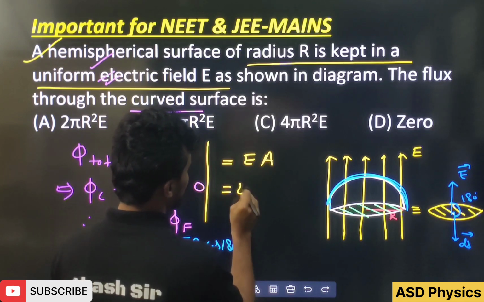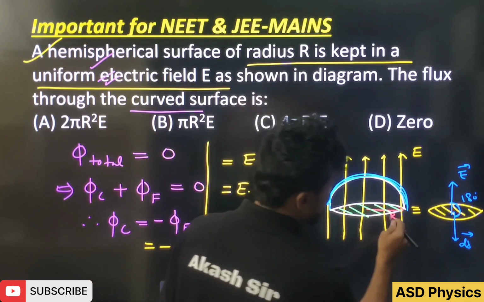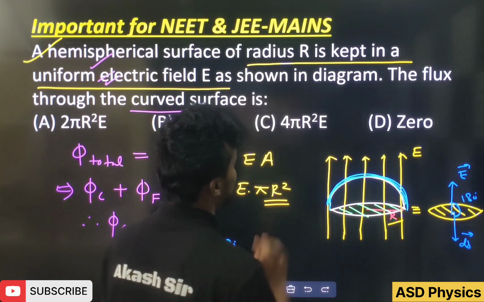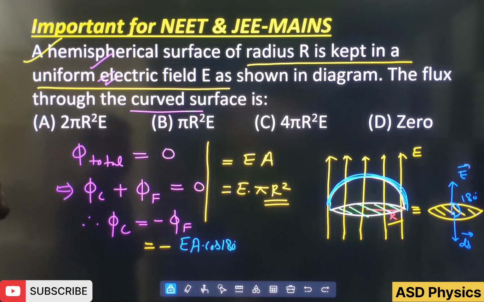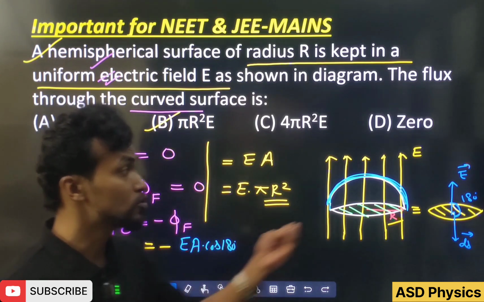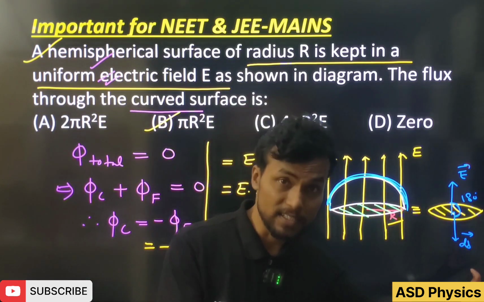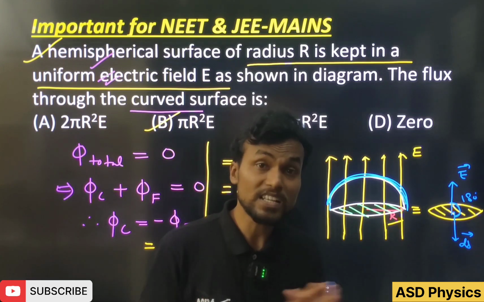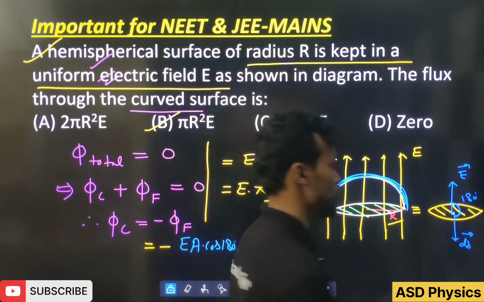And it will come how much here? E into A. Electric field is E only, area, radius is R. That means here area is how much? Pi r square. That means which option is correct here? The flux through the curved surface will be how much here? Pi r square E. Again I am telling, due to the flat surface, minus pi r square E. Due to the curved surface, outgoing flux plus pi r square E. Resultant total how much? 0, 0, 0.